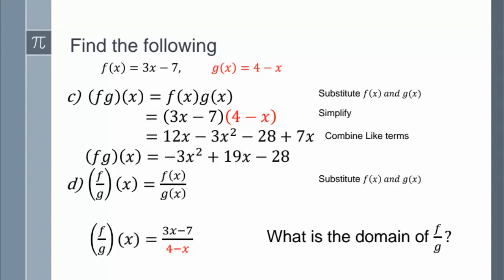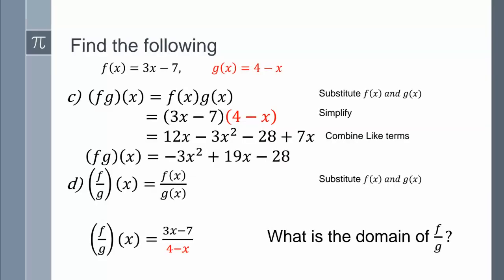Now, before we say that we're done, we want to see, can we simplify it? Is there something that we can factor out or take away? And the answer for this is no. There's nothing that I can factor from the top that I can equally factor from the bottom and cancel out. So then that is my answer. The answer for the division of f over g of x is just 3x minus 7 over 4 minus x.